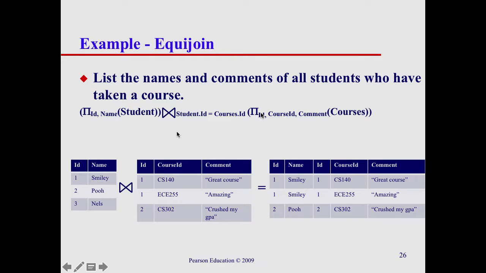And you drop the common column, which is ID. There they didn't. But generally in a join you do. So generally in a join, you would drop the common column, so you wouldn't see ID twice.